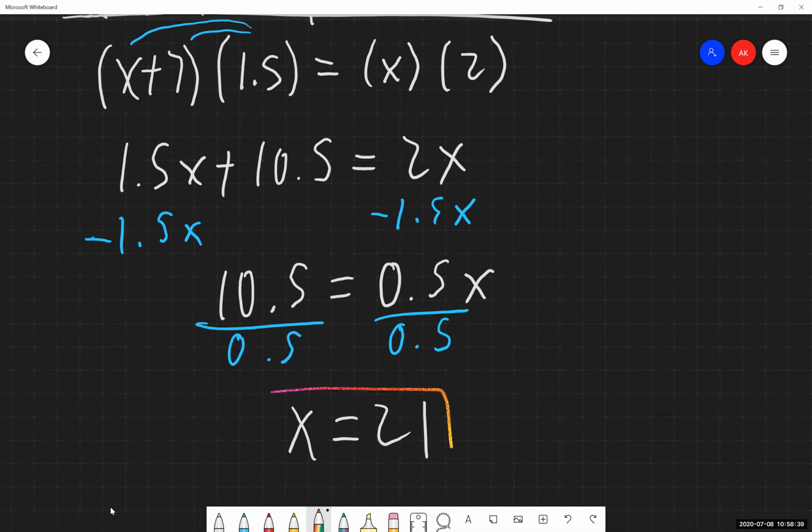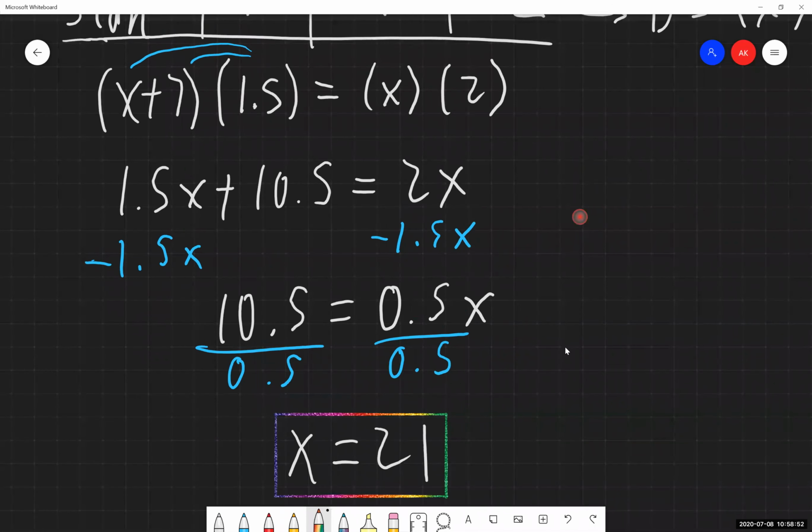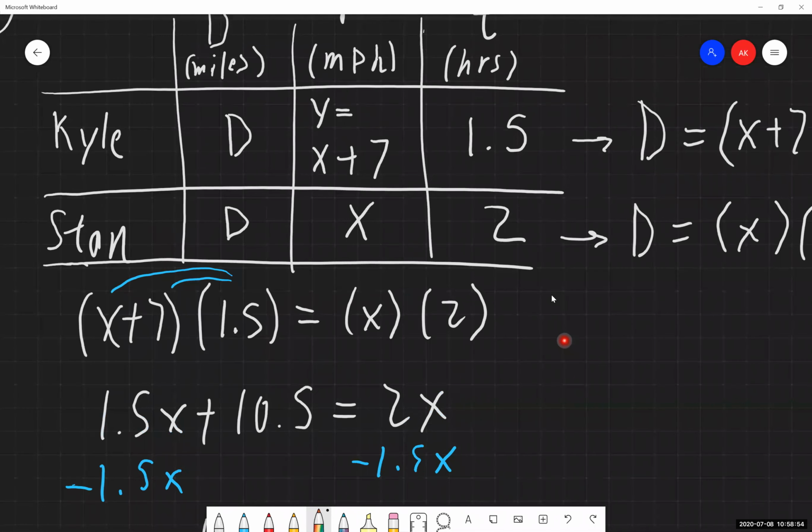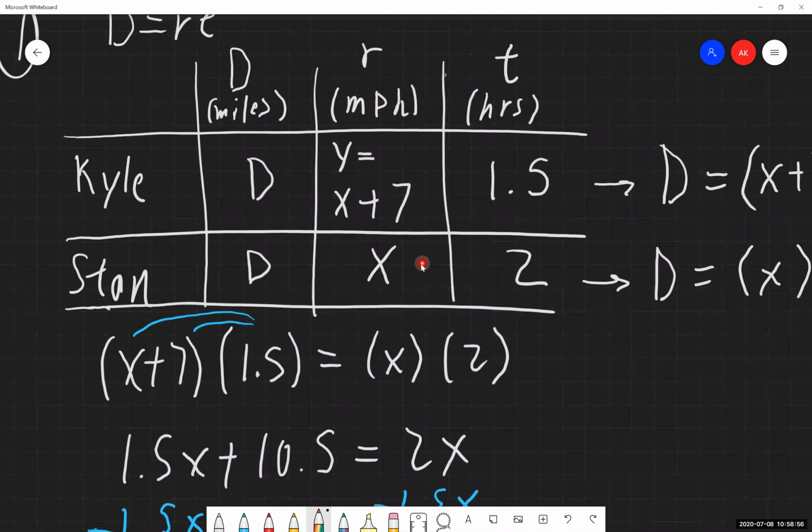So now, looking at our problem and what we have written in, we were told to find the speed of both bikers. Okay. So x, let's take a quick look up here. x represents the speed, the rate for Stan. So now we need to find out what is Kyle's speed. We're going to use this equation here to tell us what that is.